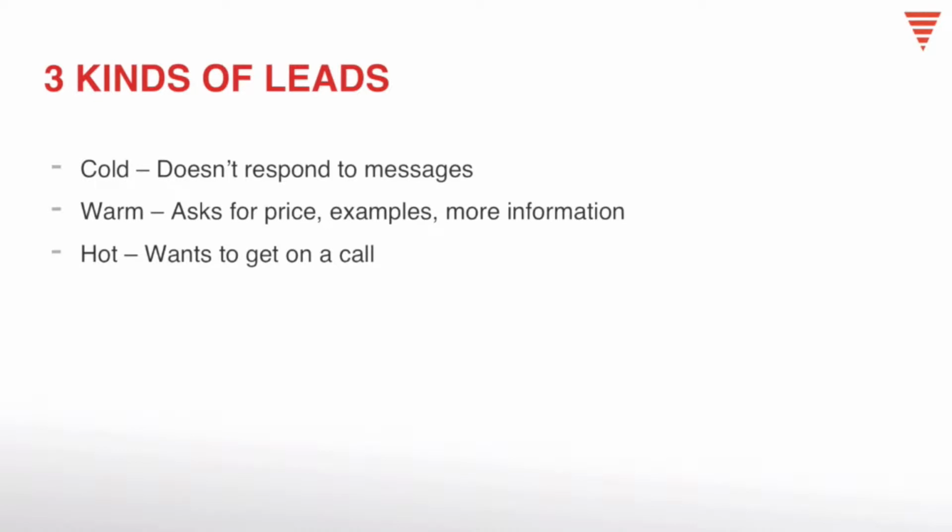First of all, we've got three kinds of leads. We've got cold leads, warm leads, and hot leads. Cold leads are people that don't respond to our messages. Warm leads ask for the price, examples, and more information. And the hot leads just want to get on a call right away. They're like, hey, we already think about this. When can you talk? Or hey, call me. So those are the hot leads.